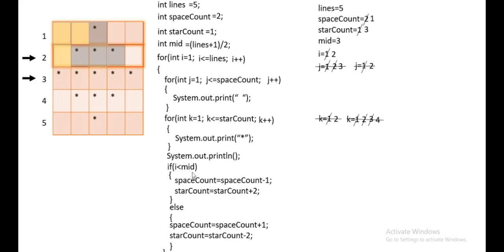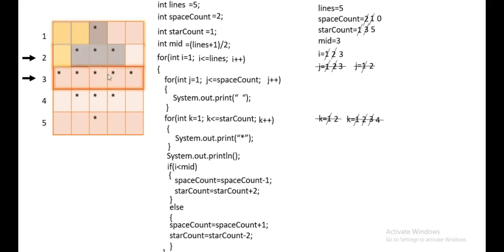Now if i is less than mid, if 2 is less than mid, then reinitialize the variables, so space count becomes 0 and star count becomes 5. Then the else block is not executed. Go back to i plus plus, i becomes 3, and 3 is less than or equal to 5, so execute this for loop.